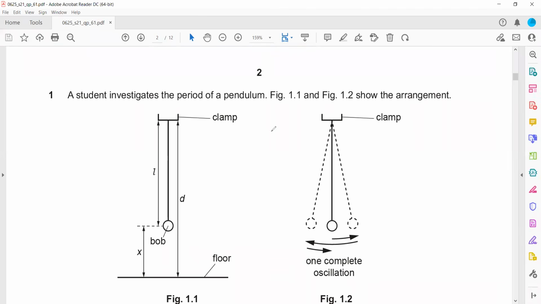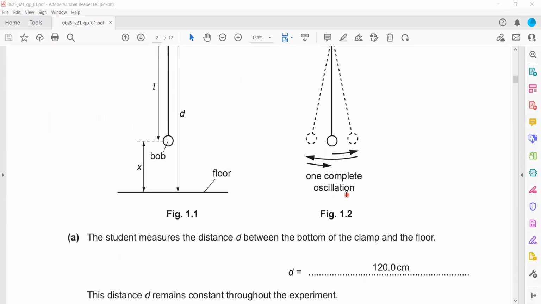In the first question, a student investigates the period of a pendulum. Figure 1.1 and 1.2 show the arrangement. So you can see the arrangement, where the student set up this pendulum. He released it from one point, so it moved and then returned back. That is called one oscillation.